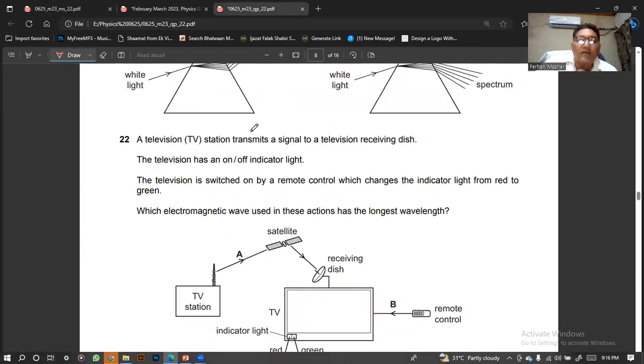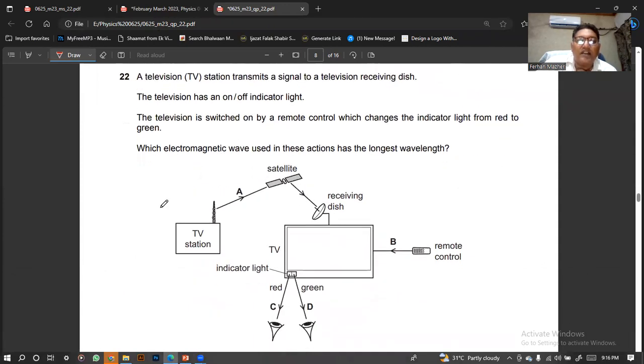So here we have question number 22. A TV station transmits a signal to a television receiving dish. The television has an on-off indicator light. The television is switched on by a remote control, which changes the indicator light from red to green. Which of the electromagnetic waves used in these actions has the longest wavelength?